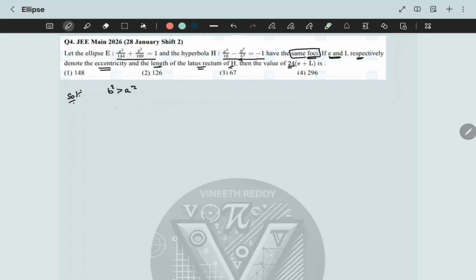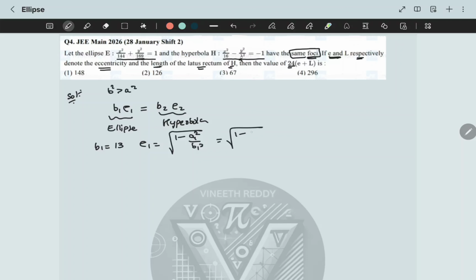So let b1 e1 be equal to b2 e2. This is for the ellipse and this is for the hyperbola. We'll go one by one. What is b1 here? That is 13. And e1 is under root of 1 minus a1 square divided by b1 square, because it is the eccentricity of the ellipse. So we get 1 minus 144 divided by 169, which is under root of 25 by 169, which is 5 by 13.